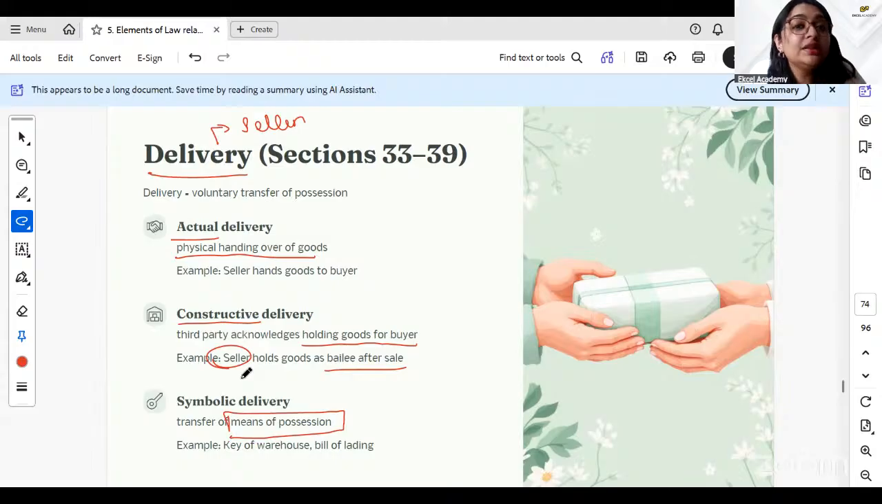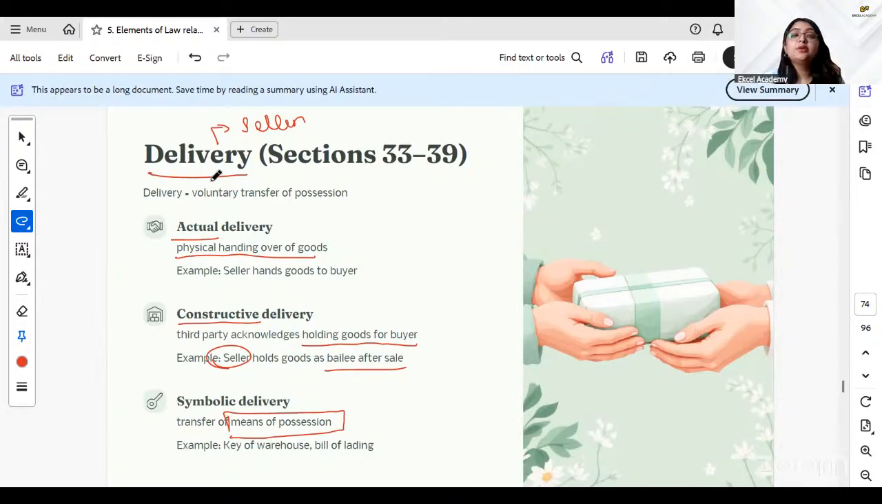Okay, so you are giving the keys of that godown to the customer. So that is a symbolic delivery. That is, you are not handing over the product that is actually sold, but you are handing over something that is a means to get to that product. All right, so I hope you are clear with the different types of delivery that are there.